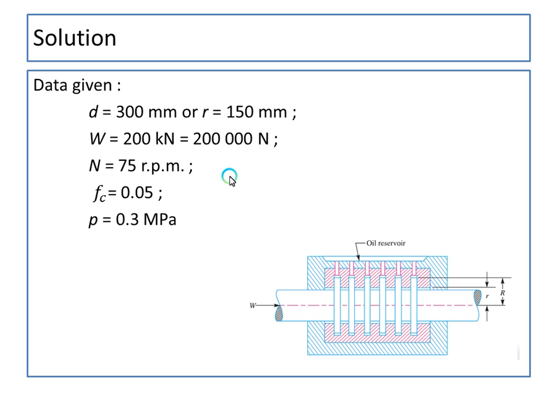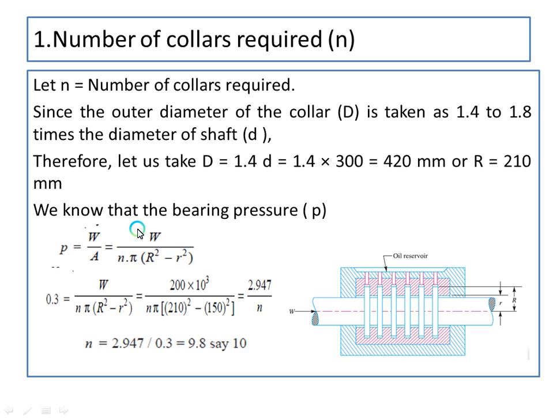So one is diameter. He has given the diameter of the shaft as 300 mm, or the radius can be taken as 150 mm. And for this condition, the load acting axially on the shaft is 200 kilonewton, that is 200 into 10 power 3, or 2 lakh newton. The speed he has given in terms of rpm, that is 75 rpm, and the coefficient of friction experienced by the collar, we call it the collar friction, is 0.05, and the pressure developed in the bearing is 0.3 MPa.